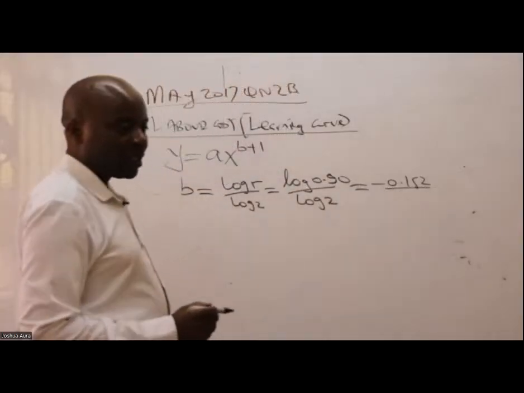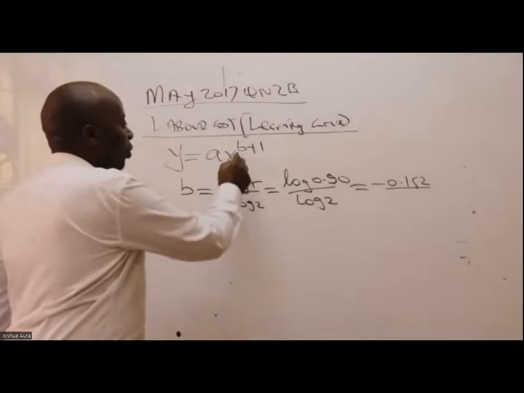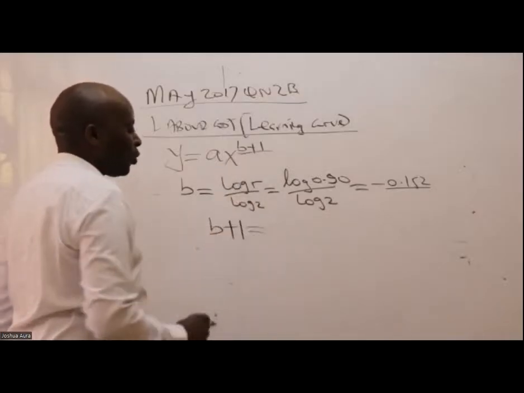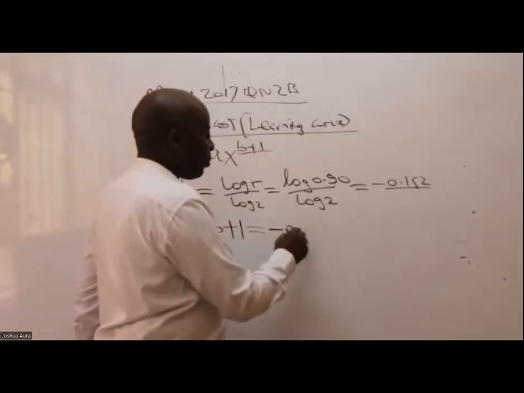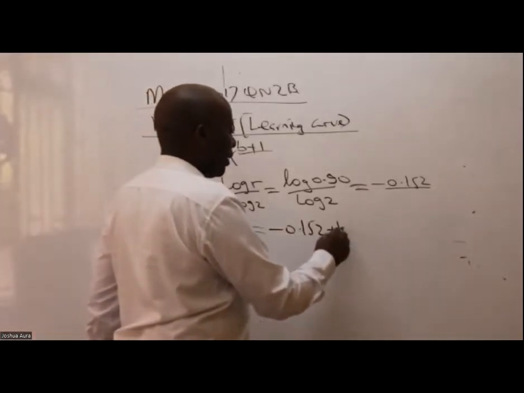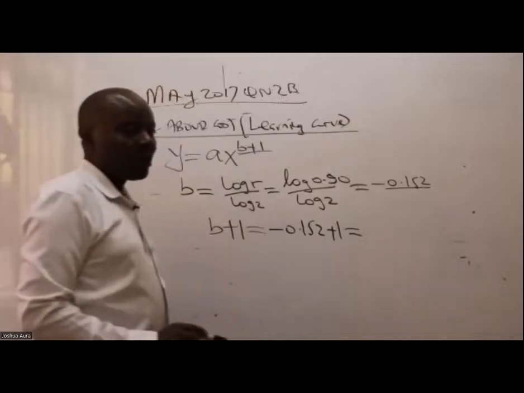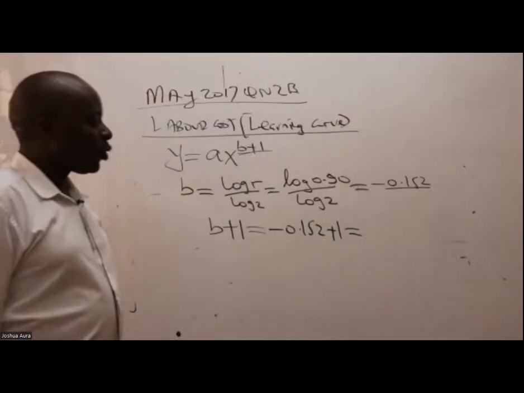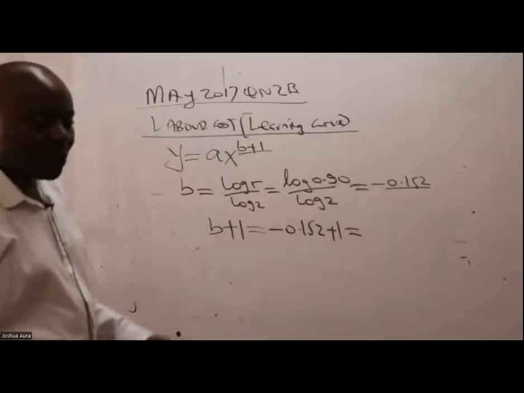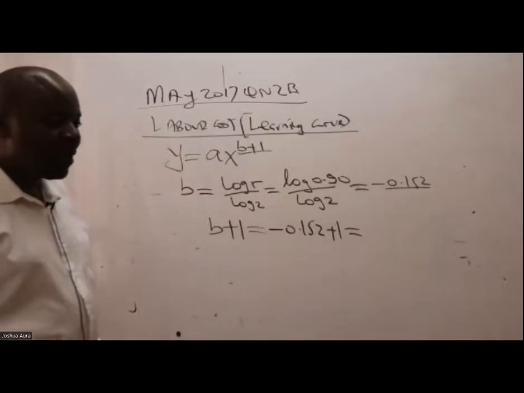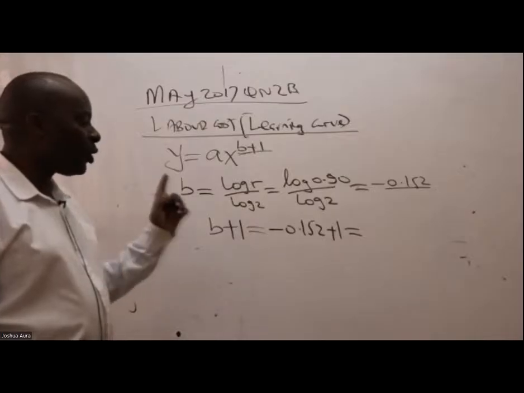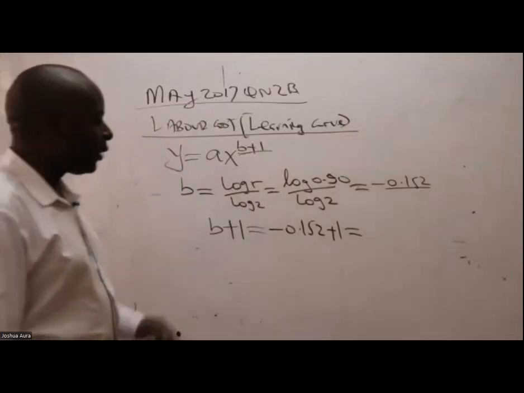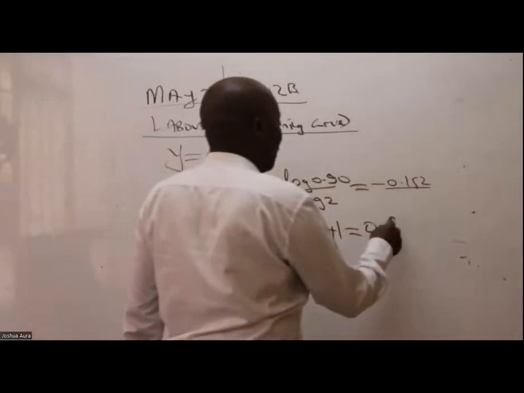So the moment I get that, I know the power of the index. The power here tells me to come and add 1 to b. So it will be minus 0.152 plus 1, which will be equal to 0.848. Please remember, if we are rounding off to 3 decimal places, it has to be consistently 3 decimal places. So it is 0.848.